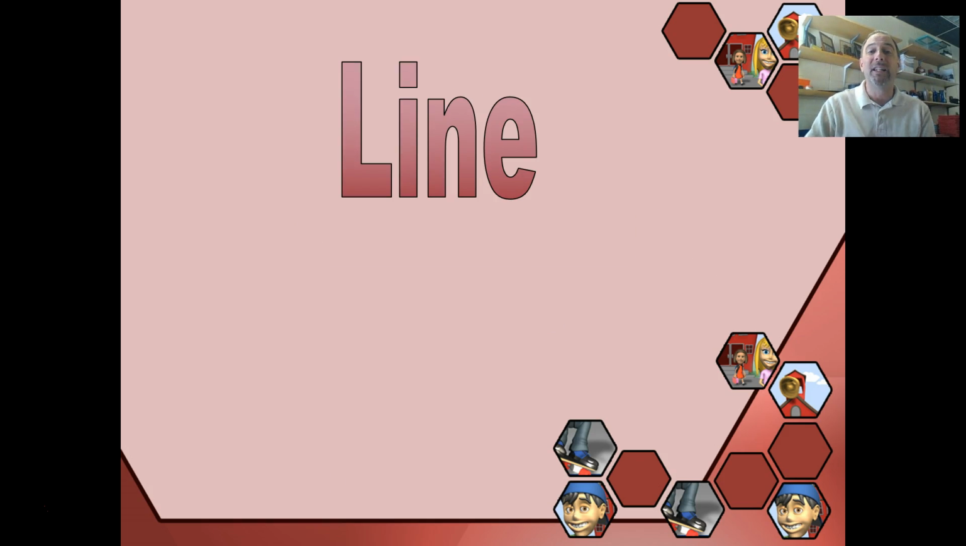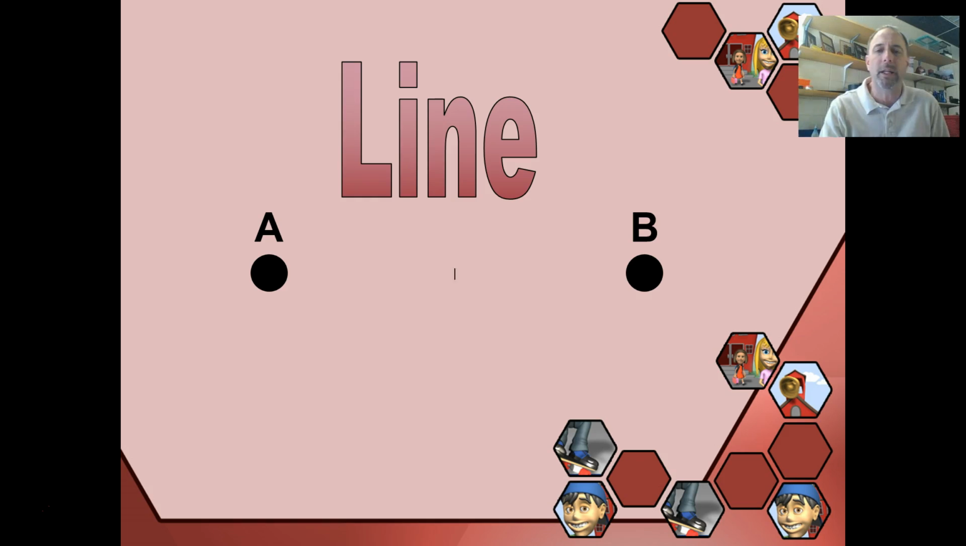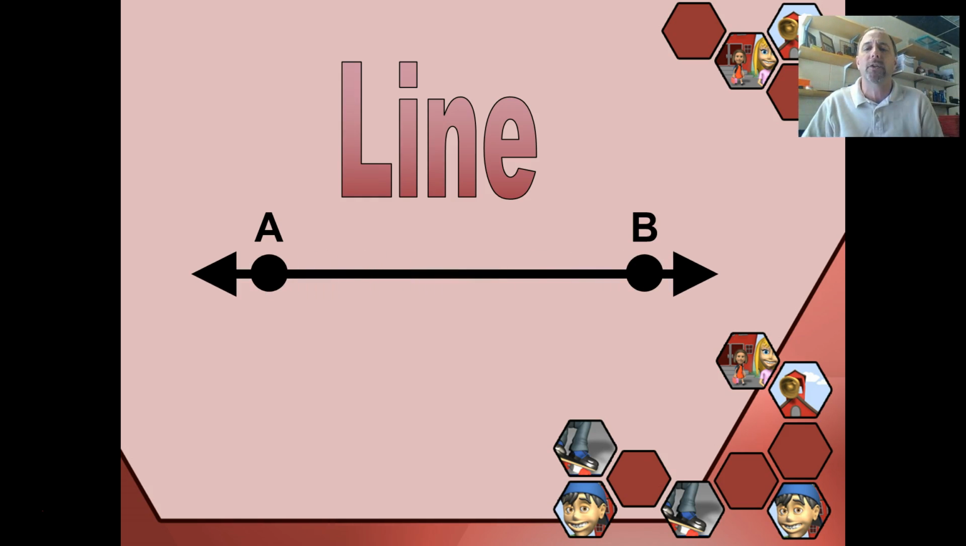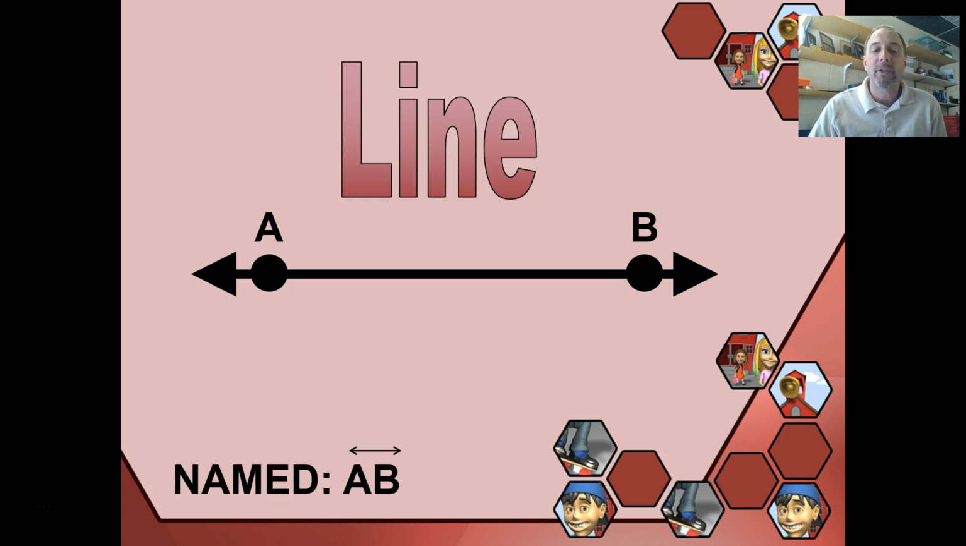Okay, a line. A line is similar to a ray, but a line has no beginning. It has no end. It goes on in both directions forever and ever and ever. Now, I can look at this line, and I can say from point A to point B on this line, and this is line AB, but again, it doesn't stop. The line extends beyond the points, okay? I would name this line AB.